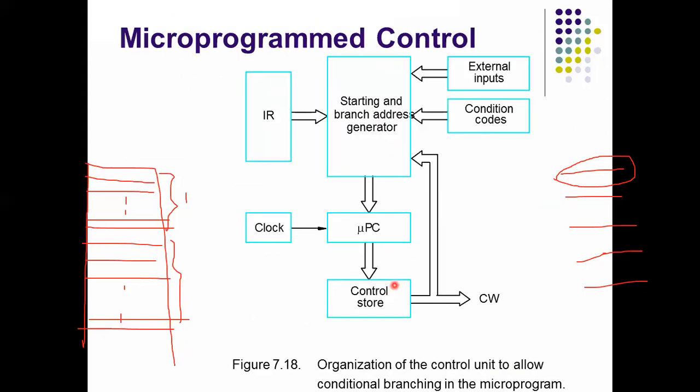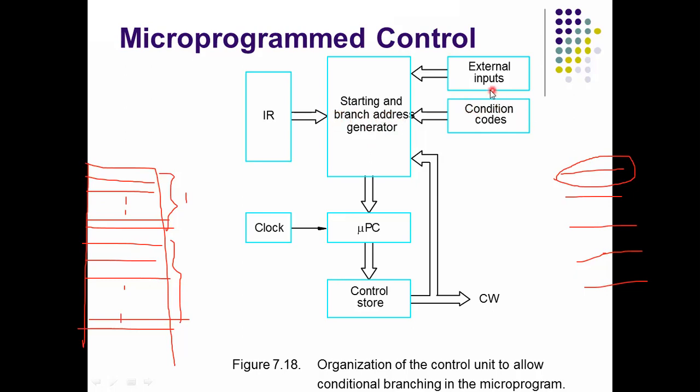What are the extra blocks? Here we are taking the starting and branch address generator also, and the condition codes and the external inputs. So here, if any interrupts occur, then we know the interrupt address location also, which is given by this branch address generator. So here we are taking this branch address generator also.